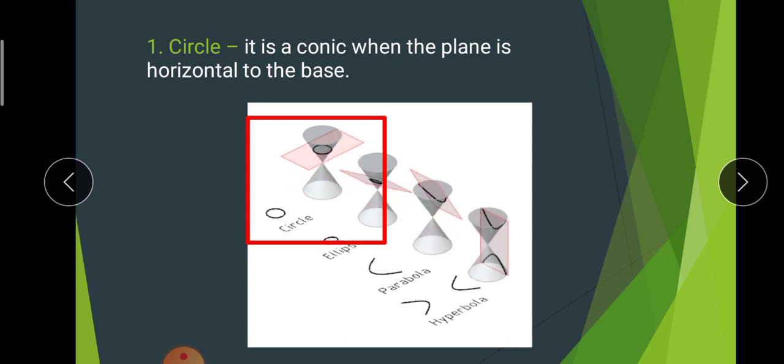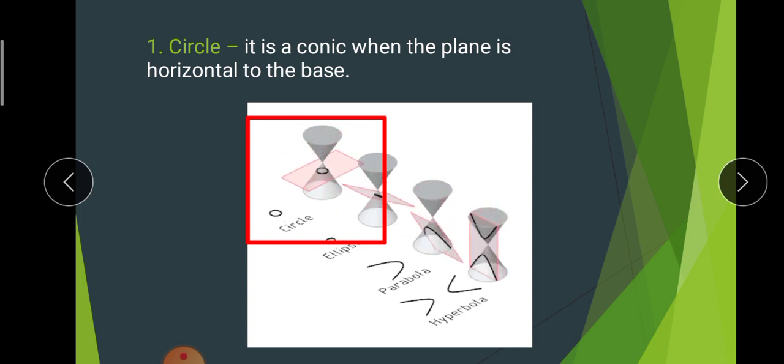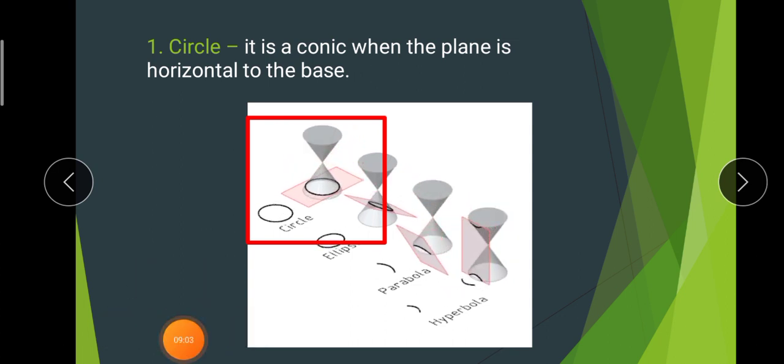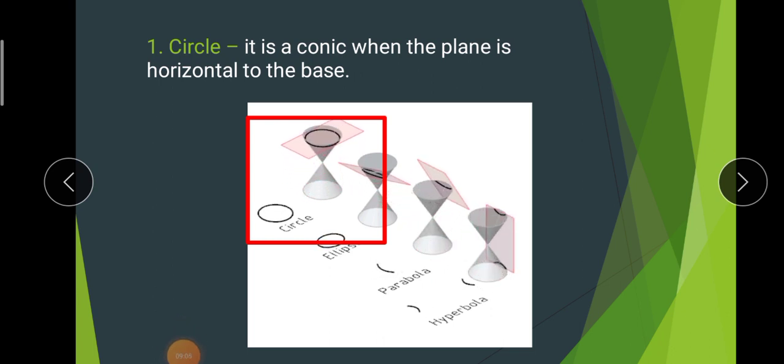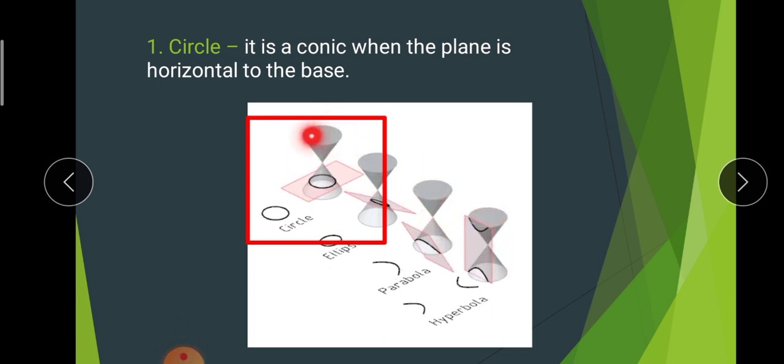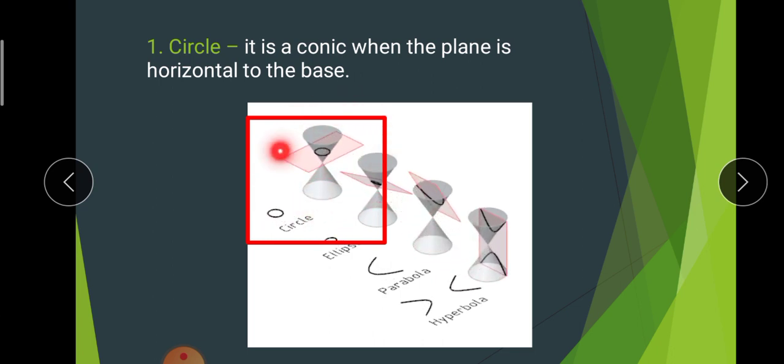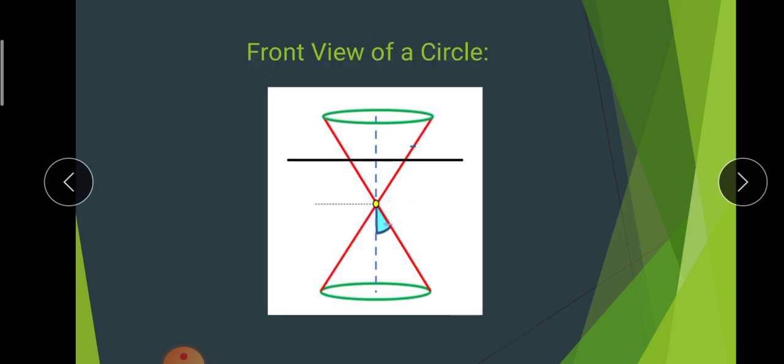Number 1. Circle. It is a conic when the plane is horizontal to the base. Makikita nyo yung circle na nag-iiba ang size or area habang tumataas baba yung red na plane. Pag sinabing front view, ito yung view kapag nakaharap ka sa double nap cone. Mapapansin nyo din na kapag nakaharap ka sa double nap cone, siya ay isang horizontal line.